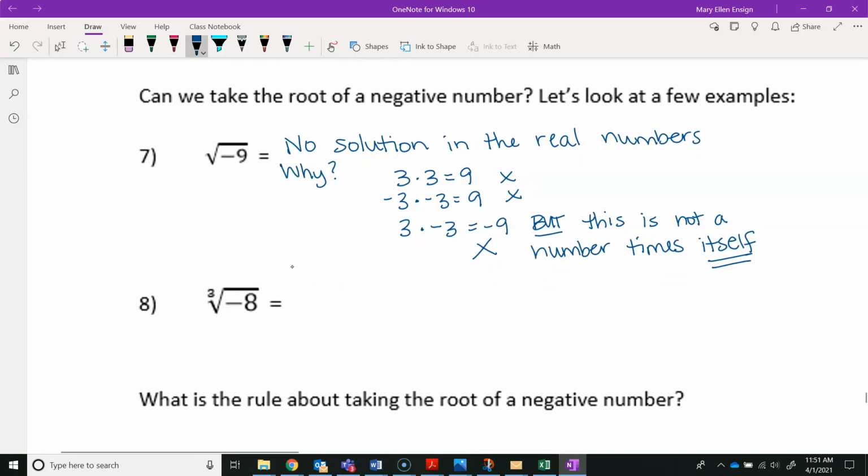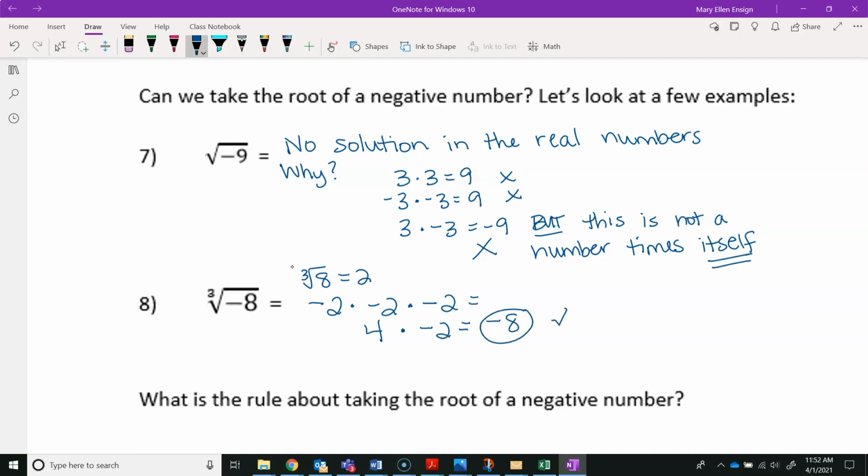But let's look at cube root of a negative. I can do that, okay? Because I know that cube root of 8 is 2, right? Well, the cube root of negative 8 is going to be negative 2, and that's going to be okay. Let's see why. So negative 2 times negative 2 would be positive 4, and then positive 4 times negative 2 would be negative 8. So that does work. That's like an awful check mark there. So that does work, okay?